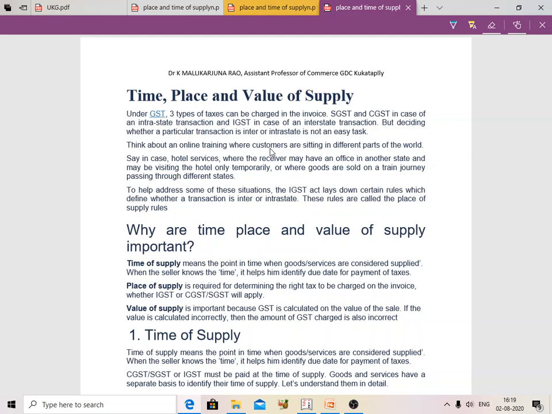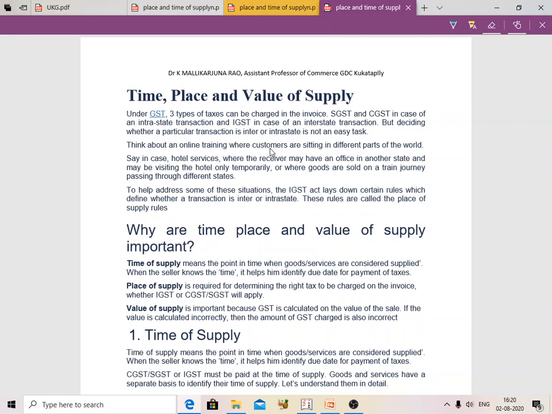The third one is also very important: value of supply. Without the value of supply, we can't collect the taxes. It is very difficult to calculate the GST. We need some value. We can't calculate tax on 10 computers at 18% GST, so we want to know the value of 10 computers. Then only are we going to collect or pay some taxes. Let's start with the elaborate discussion.